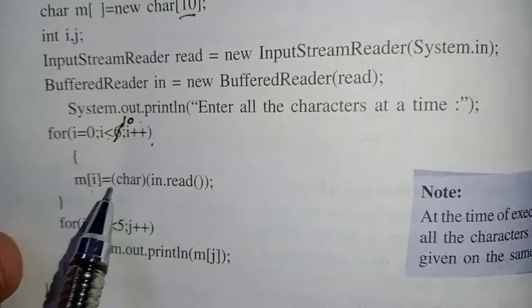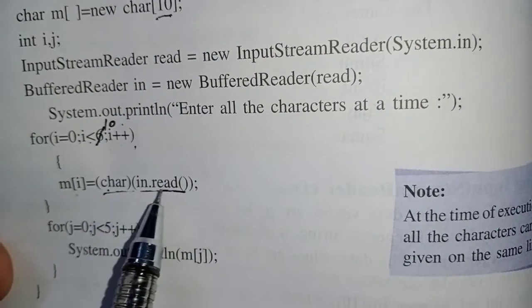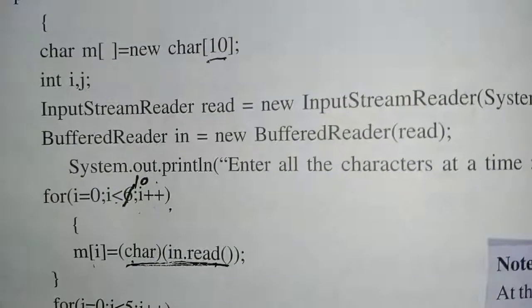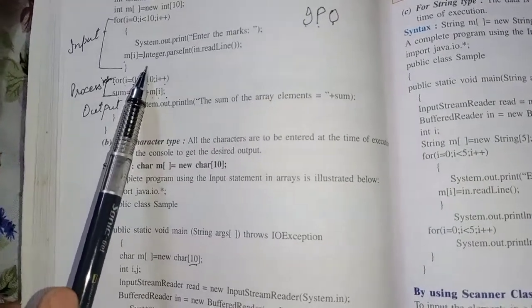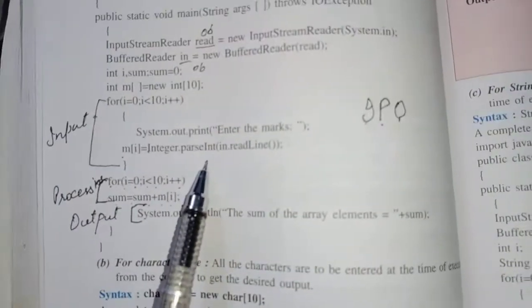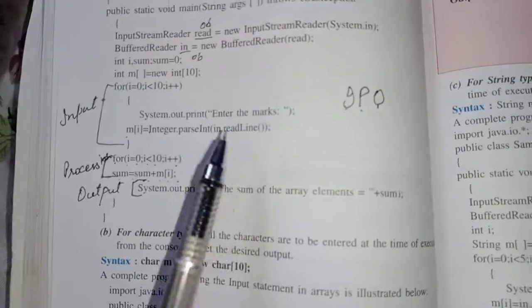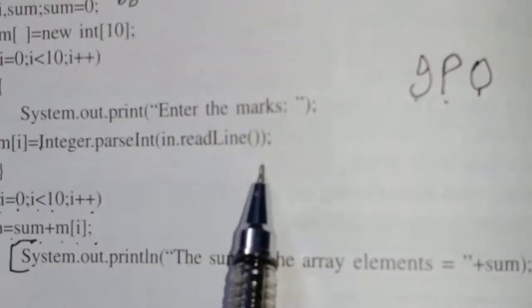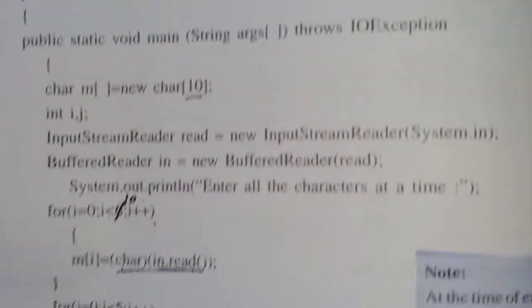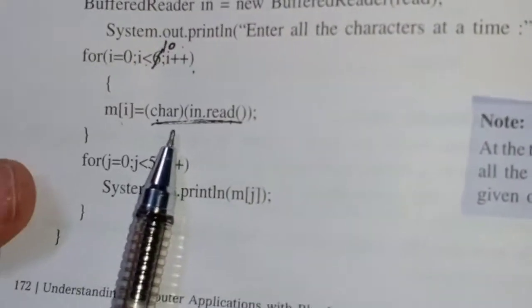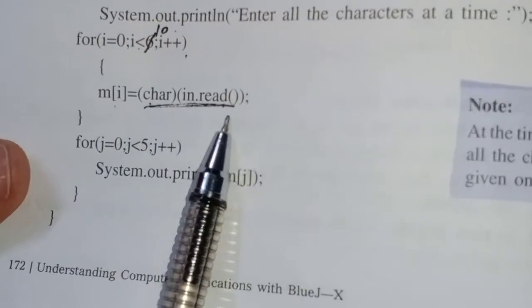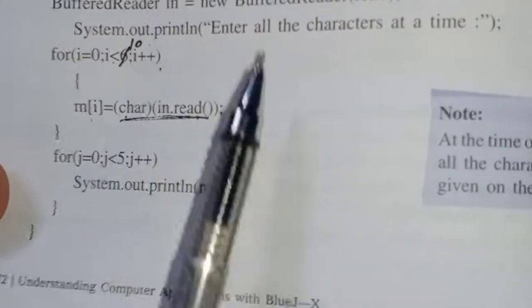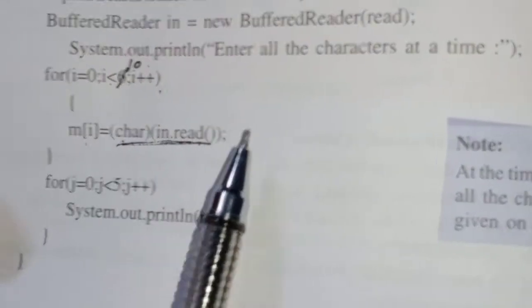Now for accepting characters we have this method. For integer we have done Integer.parseInt(in.readLine()). For float we write Float.parseFloat(in.readLine()). For double, Double.parseDouble(in.readLine()). In the same way we have one method, (char) in.read(). This method is used to accept characters in the input stream reader class.